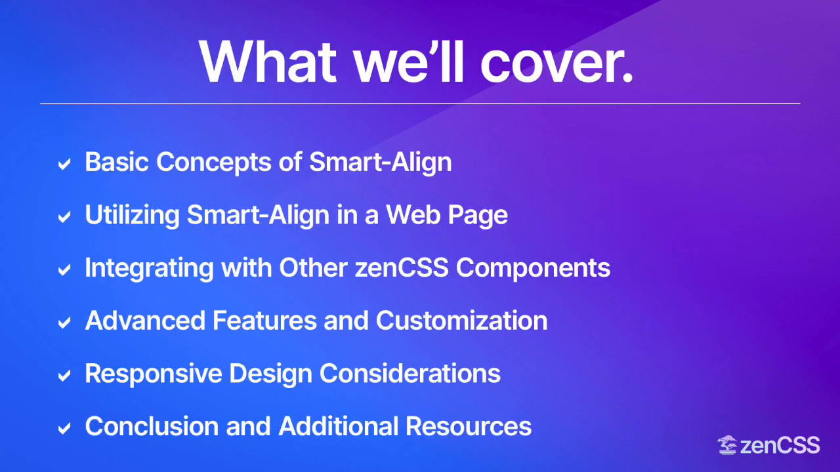So today we're going to be covering the basic concepts of Smart Align. I'm going to explain the core principles behind it. We're going to discuss utilizing it in a web page, so basic examples of how you can set it up and start to align things. We're going to talk about integrating Smart Align with other Zen CSS components. We're also going to be talking about some advanced features and customizations that you can do, both in terms of layout adjustments and alignment, things of that nature. We'll discuss some responsive design considerations, and then finish out with a conclusion and some additional resources.